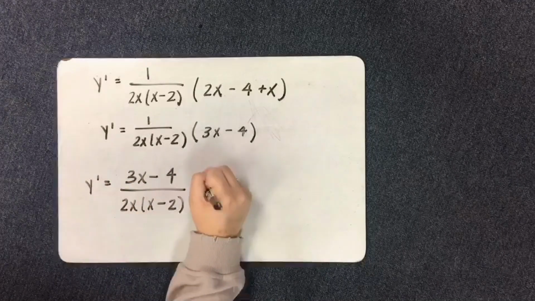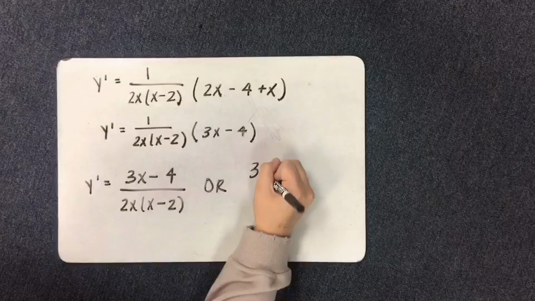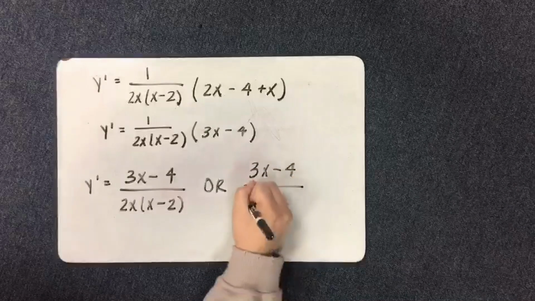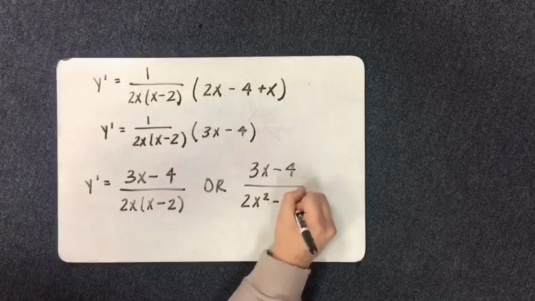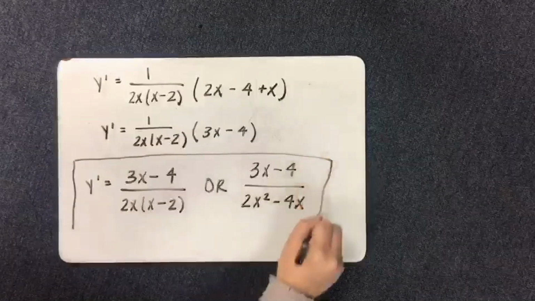Now combine like terms, and this will give you y prime equals 3x minus 4 over 2 times x times the quantity of x minus 2.